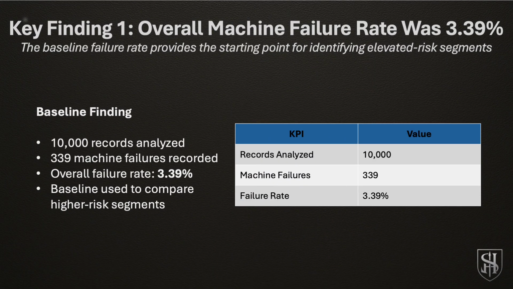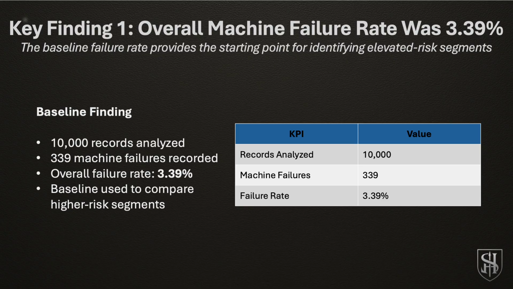The dataset contained 10,000 machine observations. Out of those observations, 339 machine failures were recorded. Dividing 339 failures by 10,000 total records produces an overall failure rate of 3.39%. At first glance, 3.39% may appear relatively low. However, in a manufacturing environment, even a low failure rate can create significant operational cost. Machine failures can lead to downtime, repair labor, schedule disruption, scrap, reduced throughput, and delayed customer delivery.